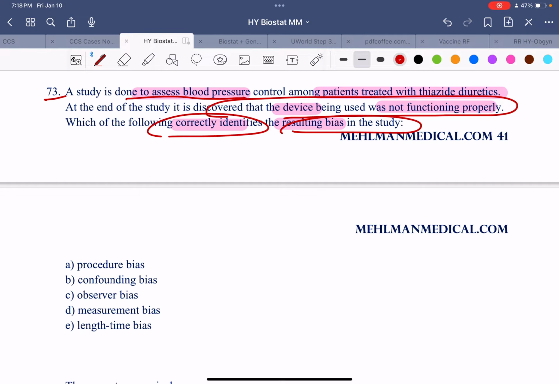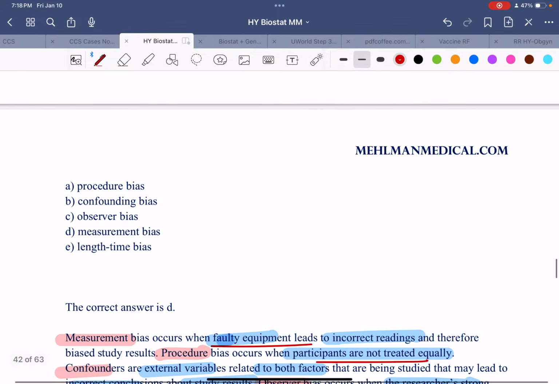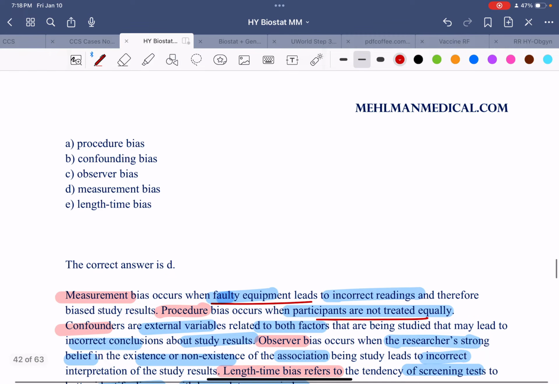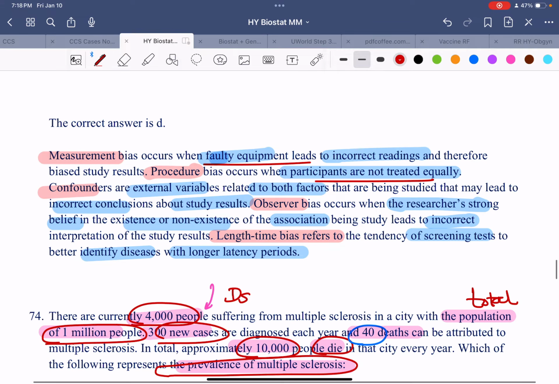A study is done to assess blood pressure control among patients treated with thiazide diuretics, and it is discovered that the device being used was not functioning properly. So what is the type of bias due to the device not functioning properly? The type of bias is known as measurement bias, because the device was a measuring equipment. So a bias due to faulty equipment leading to incorrect readings is measurement bias.